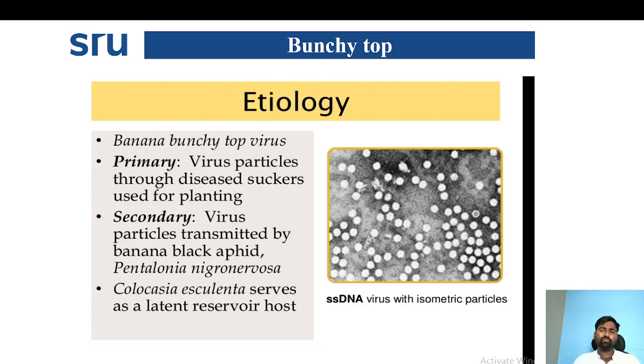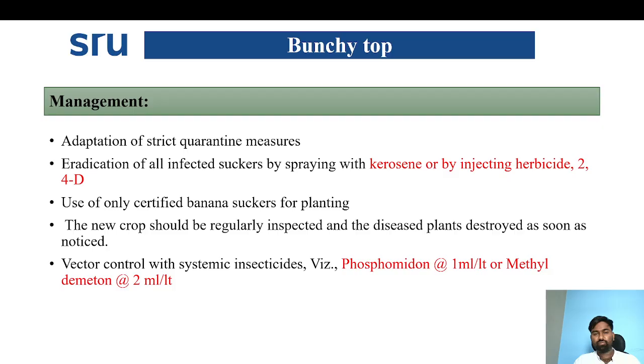Coming to the etiology of banana bunchy top virus, the primary infection takes place through virus particles present in the diseased suckers. For secondary infection, the virus is transmitted by the banana black aphid, Pentalonia nigronervosa. Colocasia esculenta serves as a latent reservoir host. This pathogen is a single-stranded DNA virus with an isometric particle.